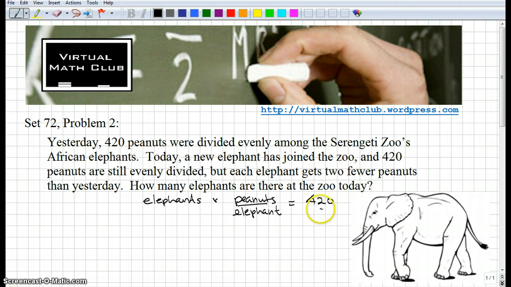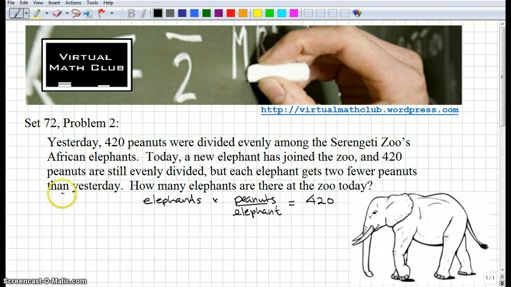So really we just need to figure out what the factors of 420 are, and then we're looking for factor pairs where one element of the pair is one more than another element of another pair. Well, let me just keep going here. I first of all want to find the factors of 420. Okay, so that'll narrow down the possible numbers of elephants and numbers of peanuts per elephant, right?